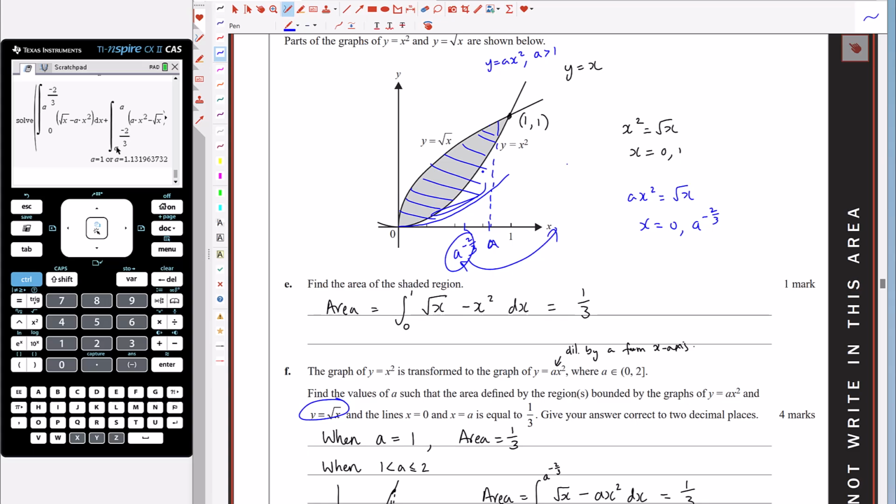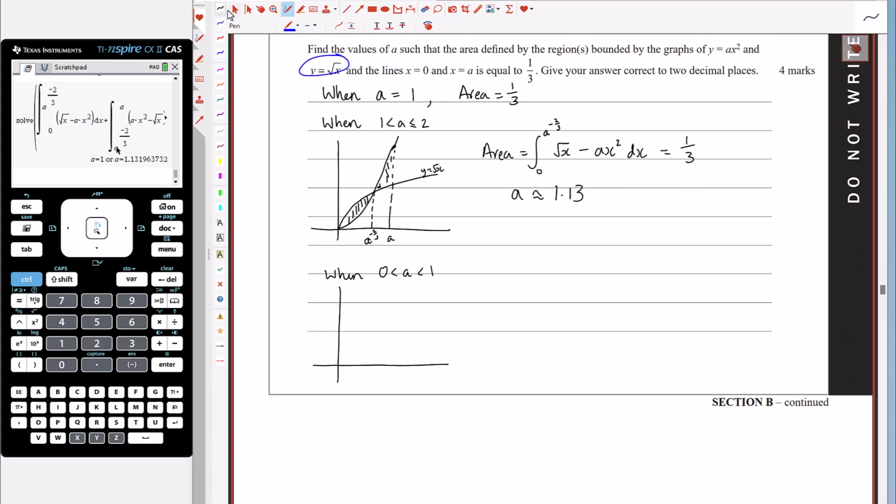Okay, and so we're still going to have our y equals the square root of x. This is y equals ax squared. So now what we find is they're still intersecting at a to the power of negative 2/3, but that is now something that's bigger than a. And so actually we're just looking at this bit of area in here. And so we want that area to be a third. So our area is going to be the integral from 0 to a of root x minus ax squared. And that has to equal a third.